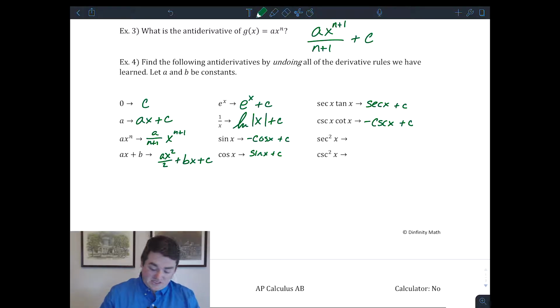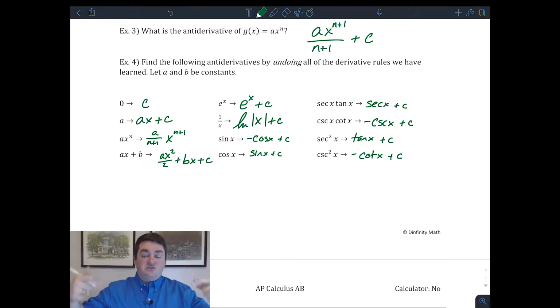The antiderivative of secant squared x would be tangent x plus c. And cosecant squared, again, watch your signs here, the antiderivative of cosecant squared would be negative cotangent x plus c. So this sort of encapsulates a lot of our basic derivative rules that we can now undo and turn into antiderivative rules for the purposes of finding antiderivatives.